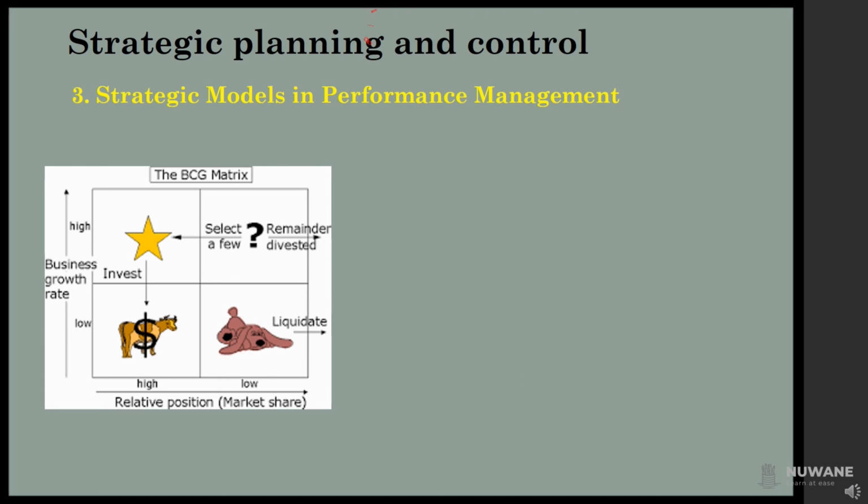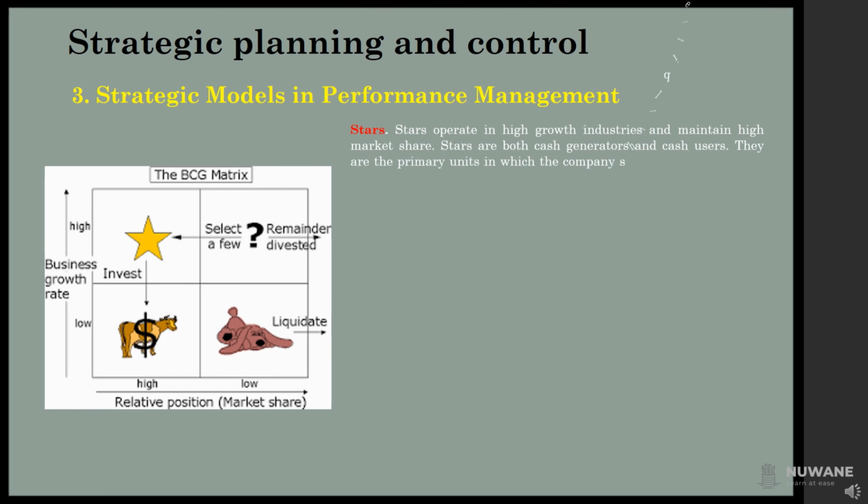Stars. Stars operate in high-growth industries and maintain high market share. Stars are both cash generators and cash users. They are the primary units in which the company should invest its money, because stars are expected to become cash cows and generate positive cash flows.